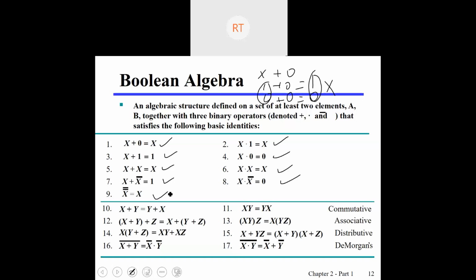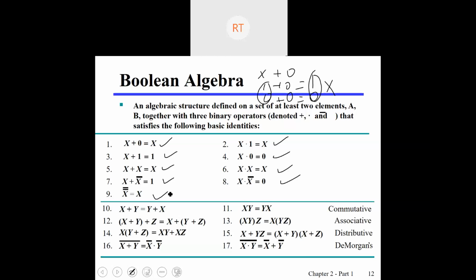Who can explain to me number 9? Any volunteer? Someone else. Okay. It's not x and not x, so it's like x. So this is like doing a minus of minus 2, it will give you a 2. You agree? Yes. So x bar bar is x.